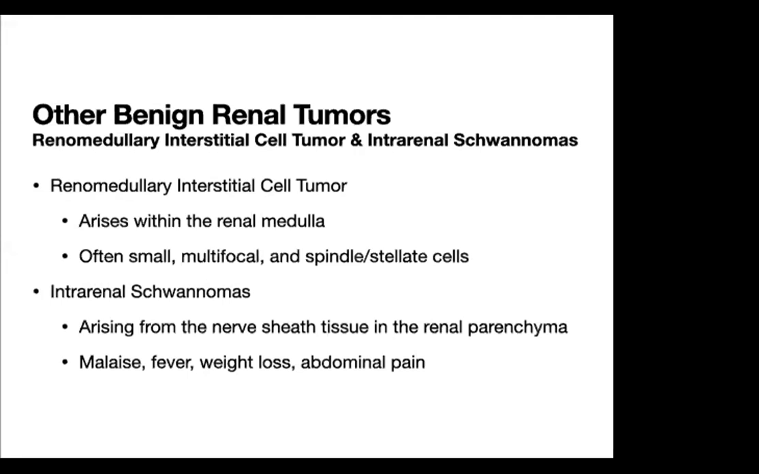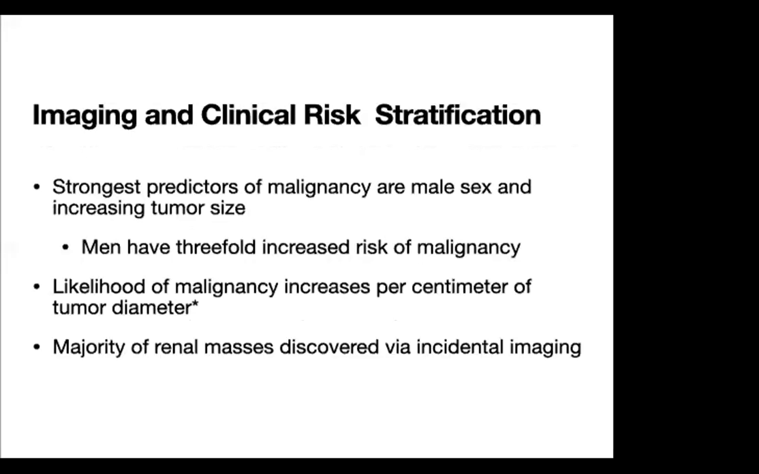So now I will move on to our malignant renal tumors. Okay. So for imaging and clinical risk stratification, the strongest predictors of malignancy are male sex and increasing tumor size. Men have threefold increase of risk of malignancy, and the likelihood of malignancy increases per centimeter of tumor diameter. For example, 20 to 30% of renal masses less than 4 centimeters are benign, and 40% of renal masses less than 2 centimeters are benign. Also, the majority of renal masses discovered are via incidental imaging.